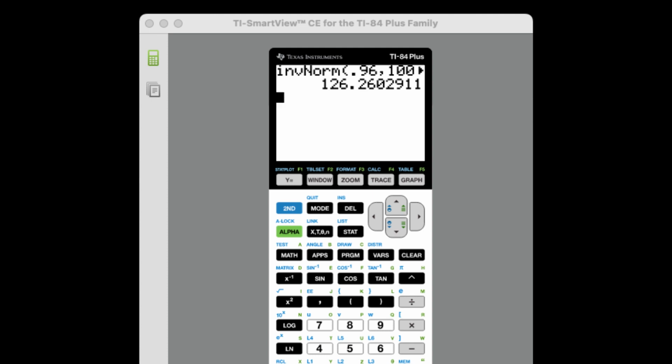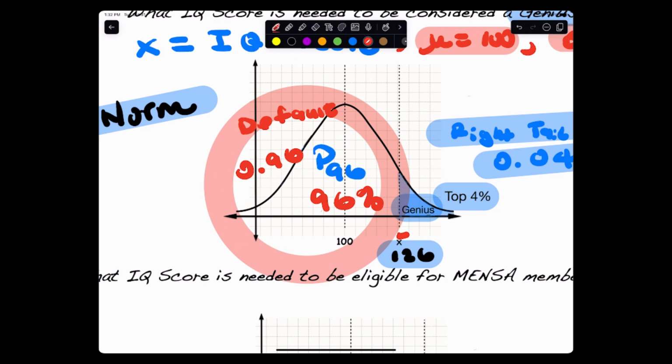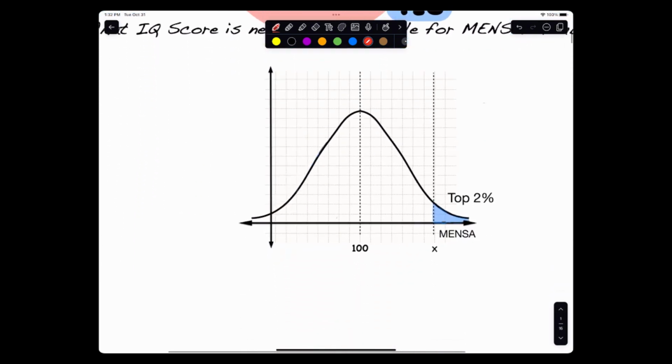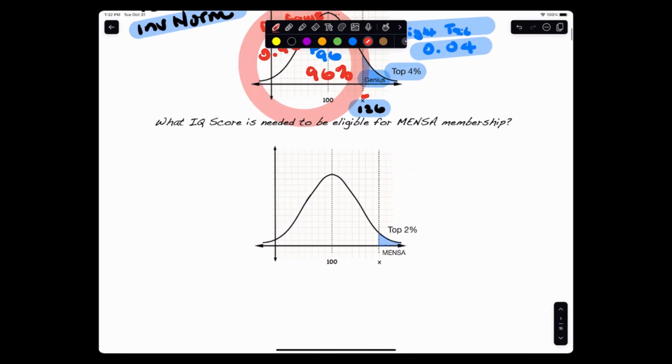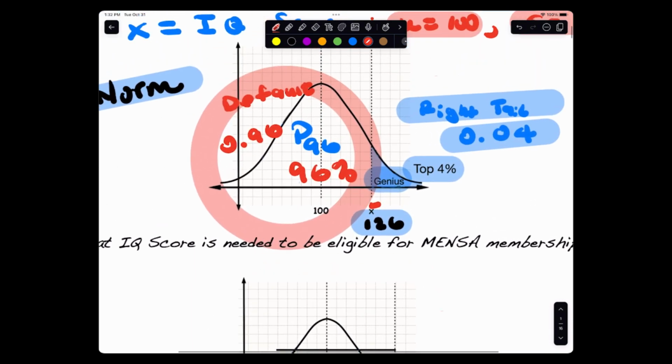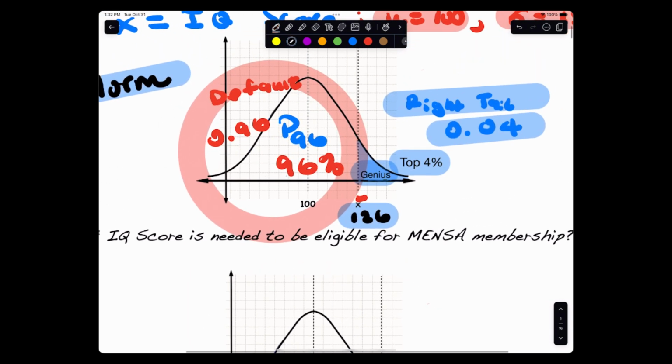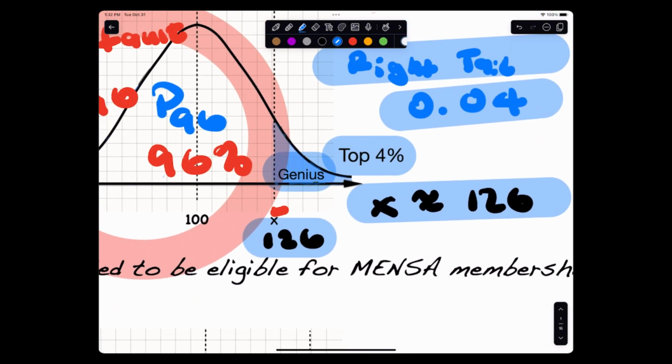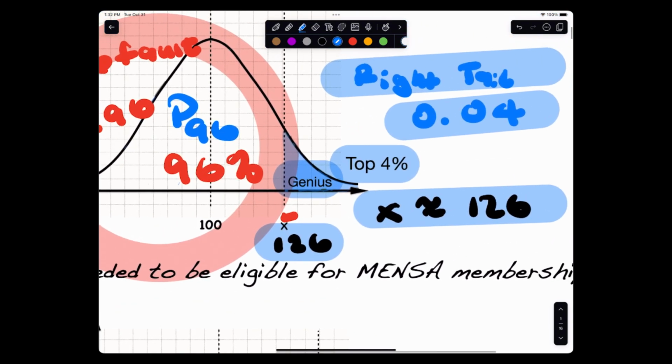Approximated to the whole number, we get 126. And that's what I put here. Well, I didn't put that there, but okay. We put here, you can say X is going to be approximately 126. And that's the same X value you have down here, ladies and gentlemen. So this is how you use your TI to work backwards, where you're finding the value of X now given a percentage.